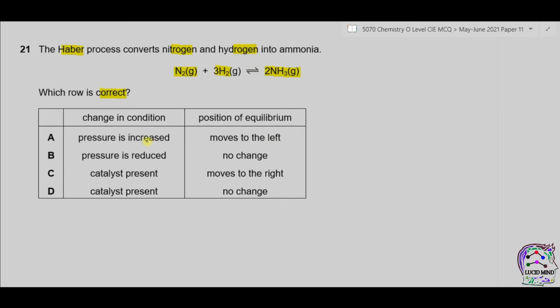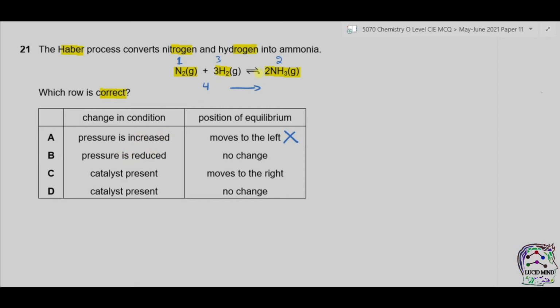Now when pressure is increased, the molecules come close together and more product is formed. This depends on the number of moles. We have 4 moles on the reactant side, 3 moles of hydrogen and 1 mole of nitrogen, and 2 moles on the product side. So therefore when pressure is increased, the reaction moves from more number of moles to less number of moles, which is moving towards the right. So this is wrong. Part B, pressure is reduced.